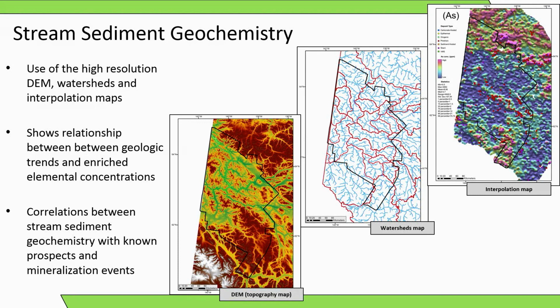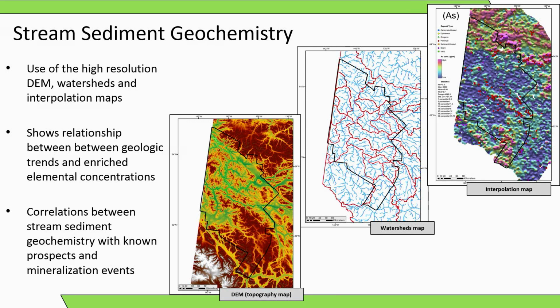So then also we have the stream sediment geochemistry, kind of like the whole package deal as the Frank Arnott competition was looking for. So we used high resolution DEM and delineated and generated a watersheds map. So using that and using the regional stream sediment geochemistry, we generated 11 element interpolation maps. Arsenic here is one of our examples.